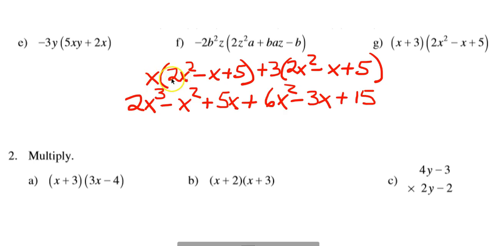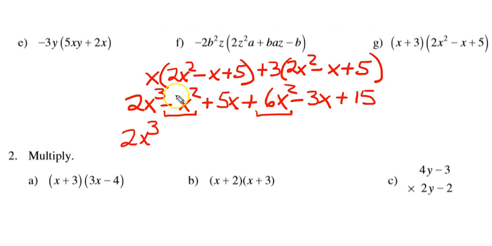So I do the x times 2x squared and get 2x to the third. X times a negative x gives me a negative x squared. X times 5 is 5x. Then I do these. 6x squared minus 3x plus 15. And now what I have to do is combine like terms. Well, I only have this, so I get 2x to the third. Now this and this are like terms.